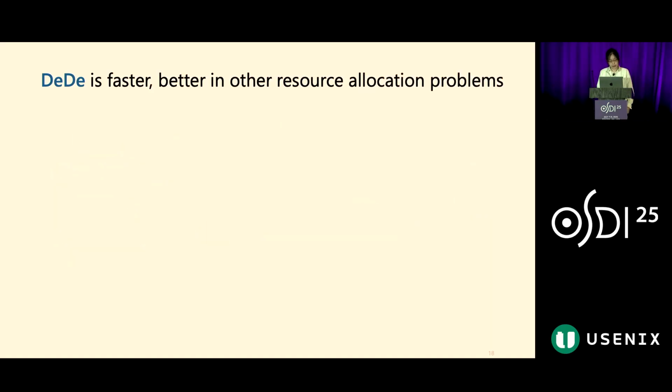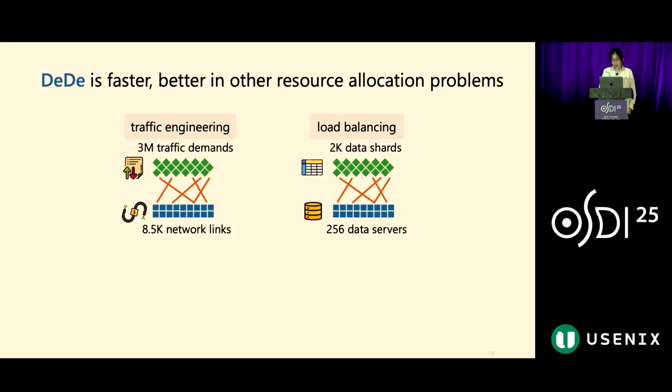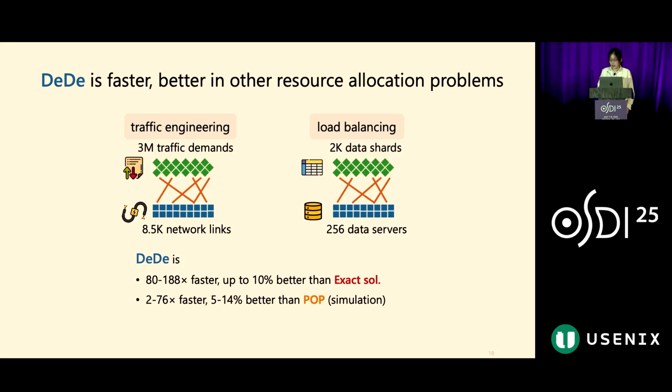Apart from cluster scheduling, DeDe is also faster and better in other resource allocation problems. We showcase 2 additional examples. One is traffic engineering, which allocates 3 million traffic demands to over 8,000 network links. The goal is to achieve high network utilization. The other is load balancing, which allocates 2,000 data shards on over 200 data servers to balance query load in a distributed store. In both examples, DeDe is over 80 times faster with up to 10% better allocation quality compared to the exact solution. DeDe also outperforms POP in both speed and quality.